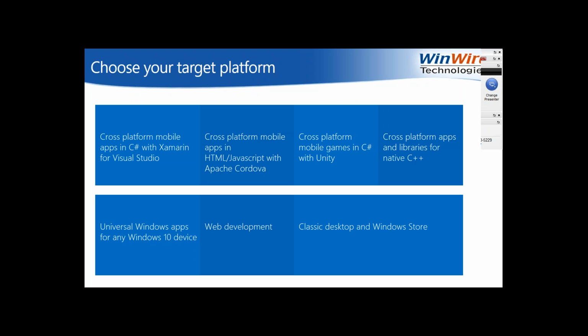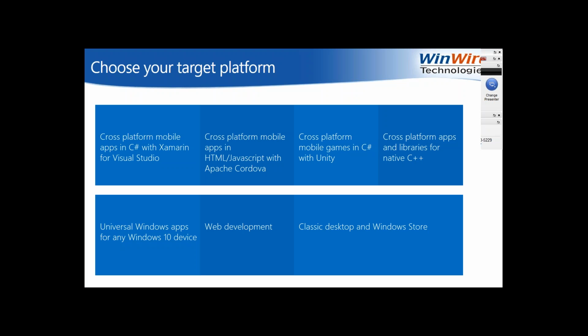If you don't want to use C#, you can also go for Apache Cordova. That allows you to build mobile applications using HTML and JavaScript. Again, you can target iOS, Android, and Windows operating systems. You can build cross-platform mobile games using Unity and C#. And then you can build libraries that are available across different applications using C++. So you can build libraries that can be used for iOS, Windows, or Android. So you could do that as well.